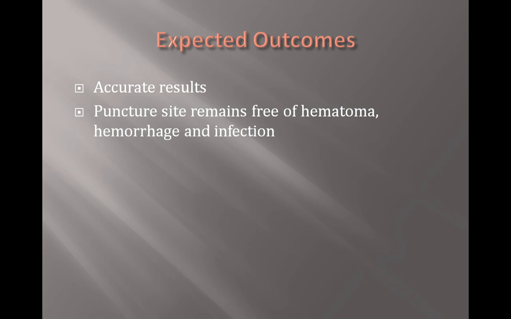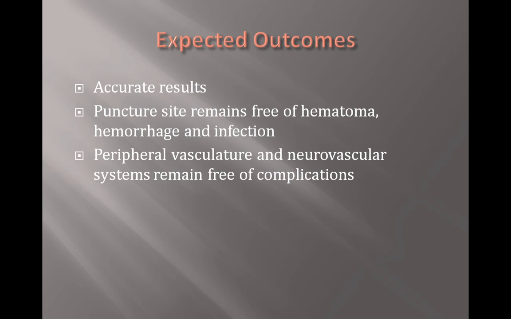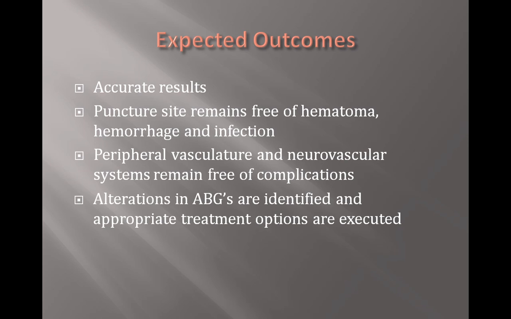Now let's quickly review the expected outcomes. Accurate results, of course, as you've obtained, prepared, and sent your ABG per protocol. You'll expect that your puncture site would remain free of hematoma, hemorrhage, or infection. You'd expect your patient's peripheral vasculature and neurovasculature systems remain free of complications. And of course, alterations in the ABG results would be identified and treatment options would be provided.